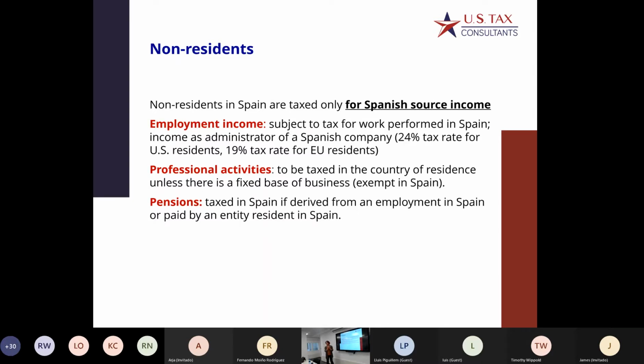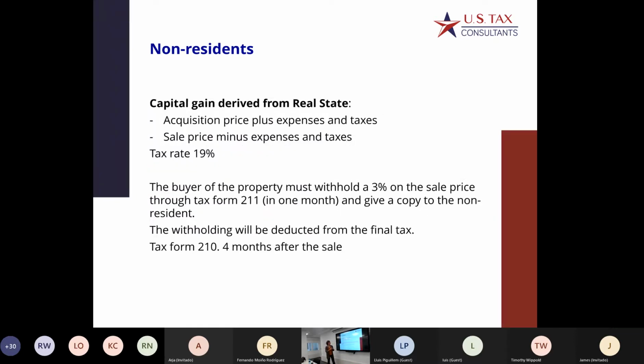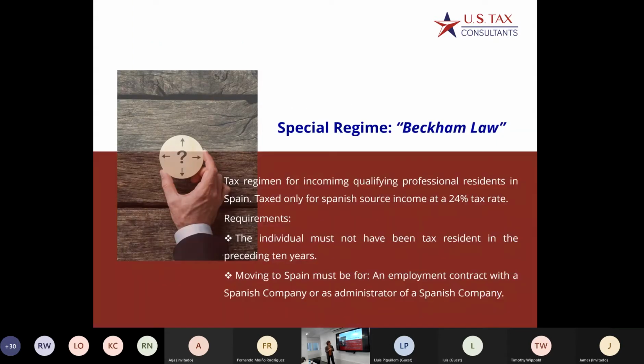Okay, non-residents. None of you are non-residents, right? The difference is that you are only taxed for Spanish source income, more or less at a 25% tax rate, okay? That's the general rule. Okay, more or less the same. I'm not going to explain this because it doesn't apply to any of you.